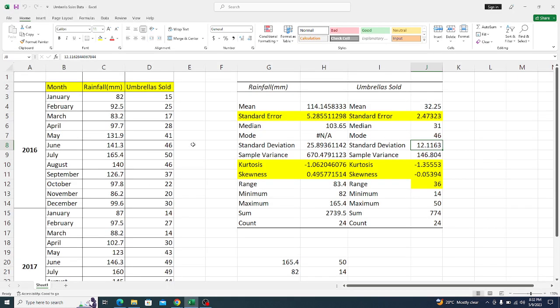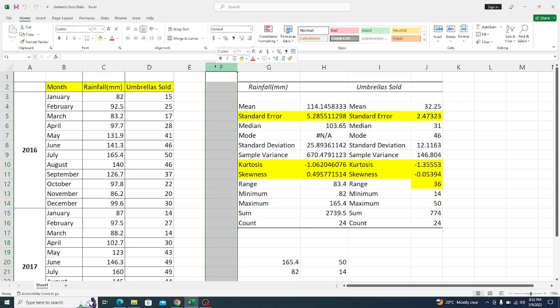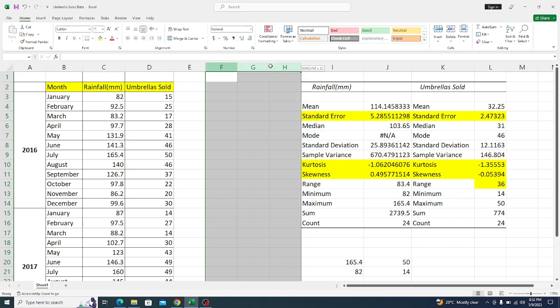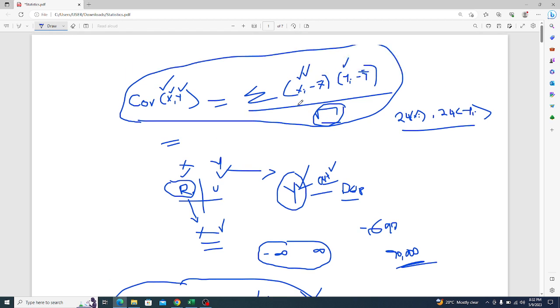Now I think we can go to the practical part of it. So let's dig in to the practical. Let me enlarge this. Remember from our formula, we need this, and we also need this, because we know n is equal to 24. So now we need to compute this and then compute this, and we will get our covariance.